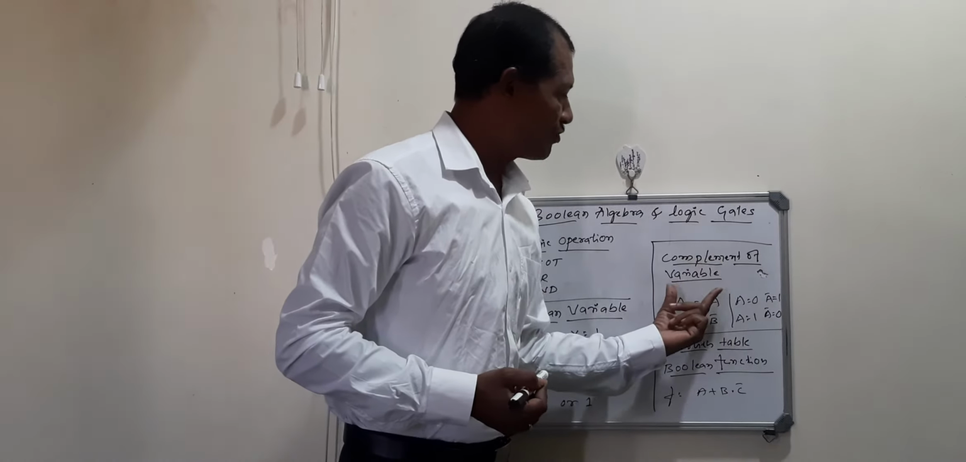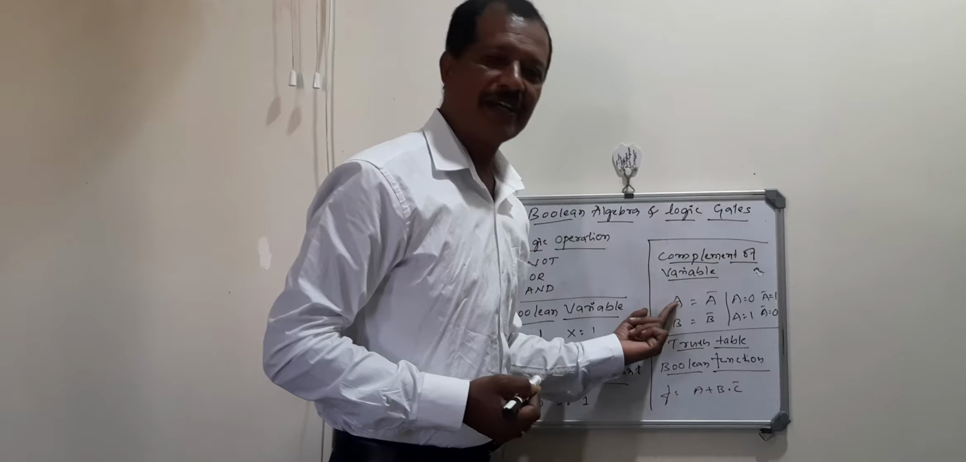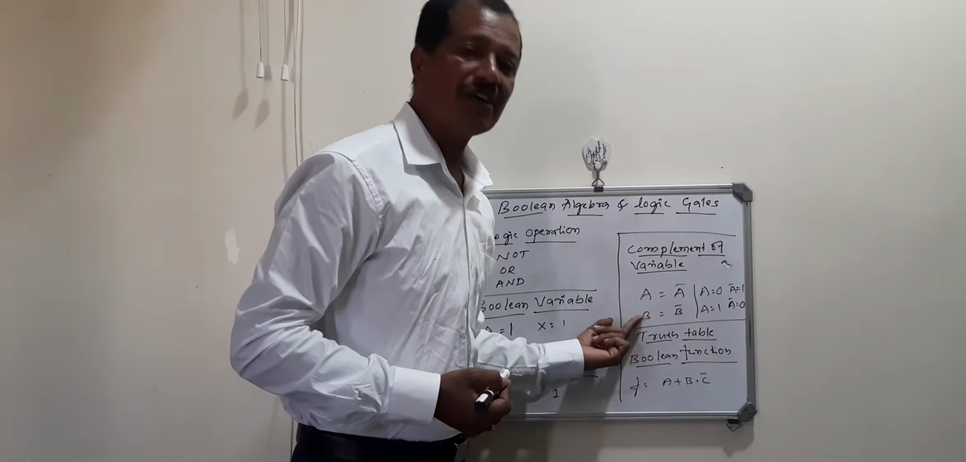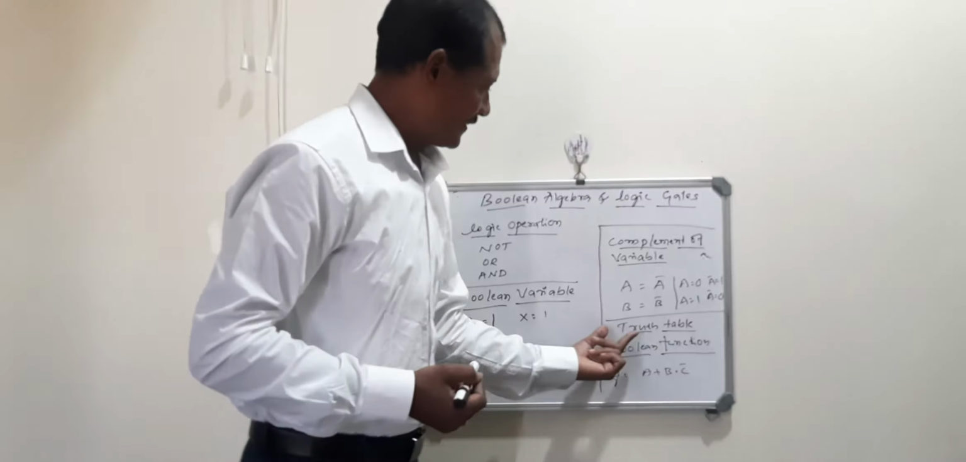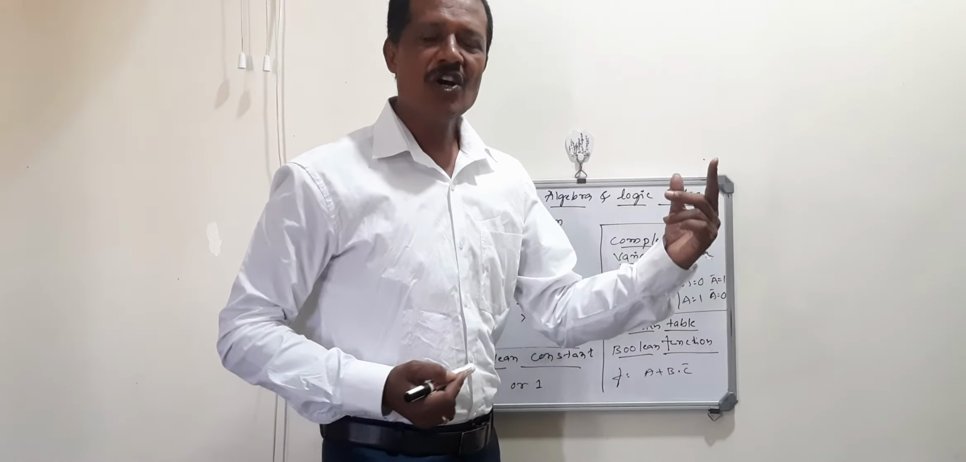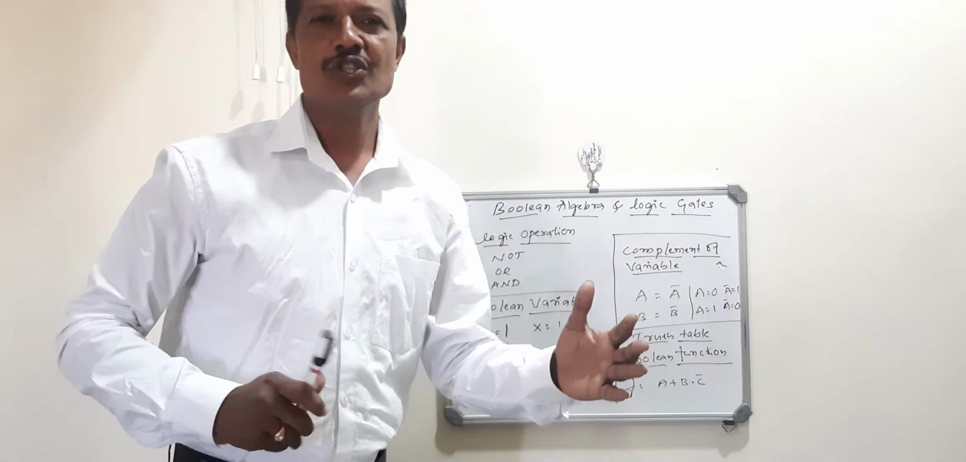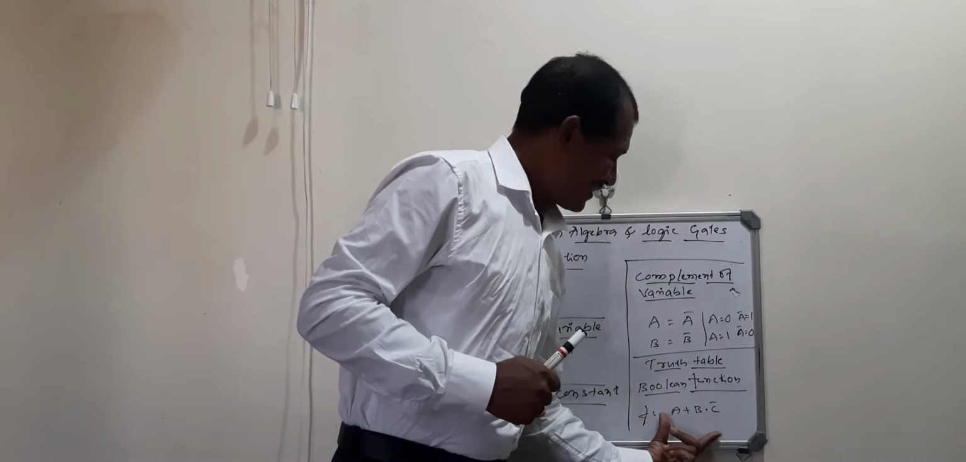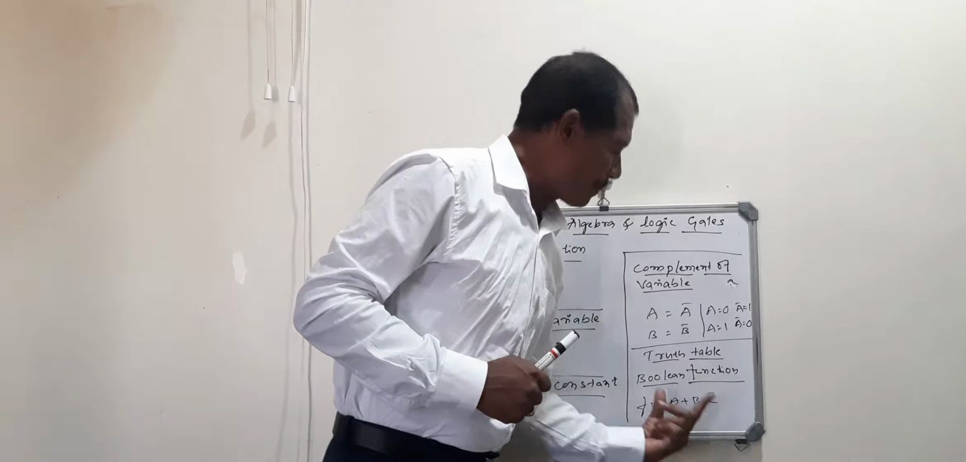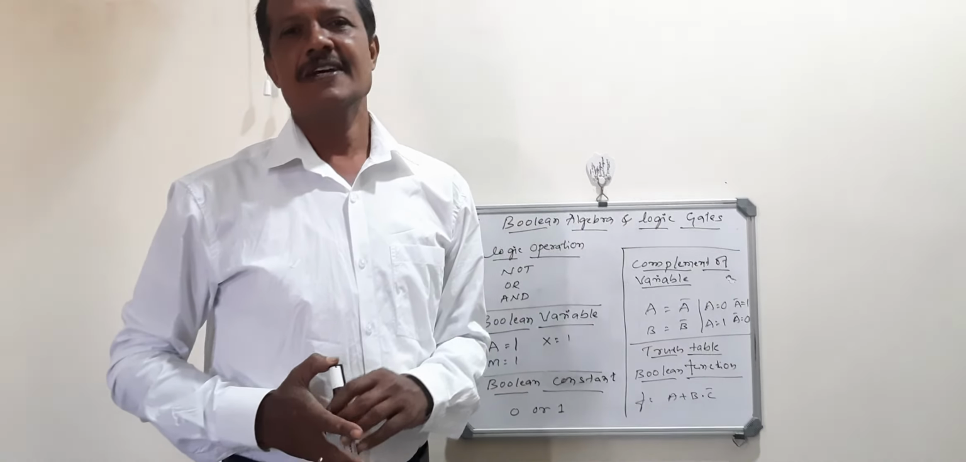Next, complement of variable. Here A bar is the complement of A, B bar is the complement of B. Now if A was 0 it becomes 1, and if it is 1 it becomes 0. Next one is the truth table. It represents all the different combinations of input to represent the output. Boolean function: this has one equation. It is used to represent the function of the particular logic circuit.